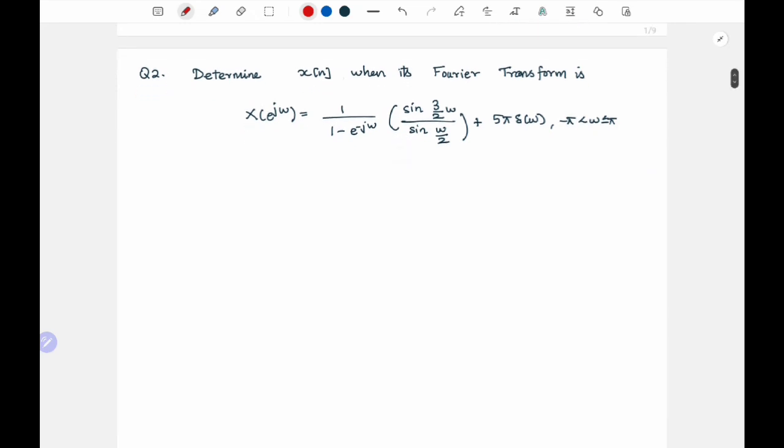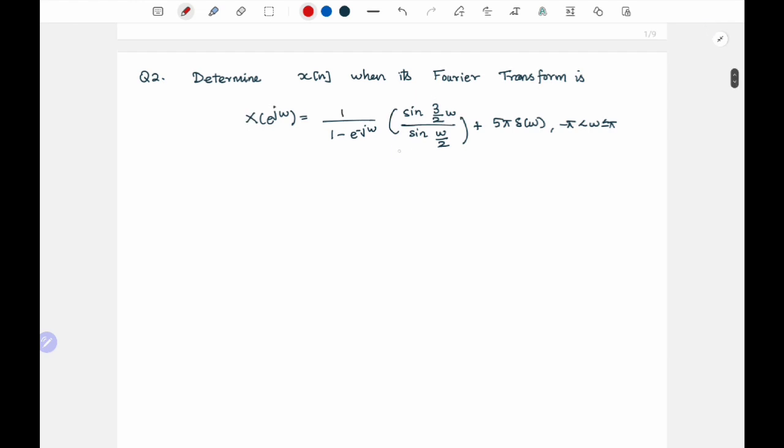So we have to determine x of n when its Fourier transform is X of e power j omega equal to 1 by 1 minus e power minus j omega into sin(3 omega by 2) by sin(omega by 2), plus 5 pi into delta of omega for omega between minus pi and pi. So you should notice two things in the question. The first one is this one. So this one is your x of n being some rectangular thing, right?